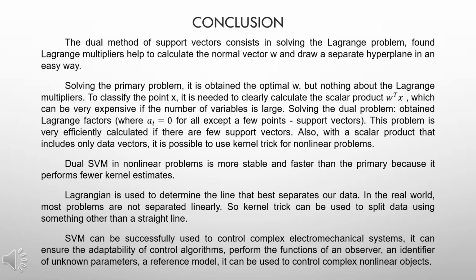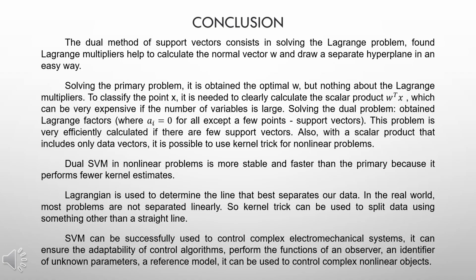Conclusion. The dual method of support vectors consists in solving the Lagrange problem. The found Lagrange multipliers help to calculate the normal vector W and draw a separating hyperplane in an easy way. Solving the primal problem, one obtains the optimal W, but nothing about the Lagrange multipliers. To classify the point X, it is needed to explicitly calculate the scalar product, which can be very expensive if the number of variables is large.